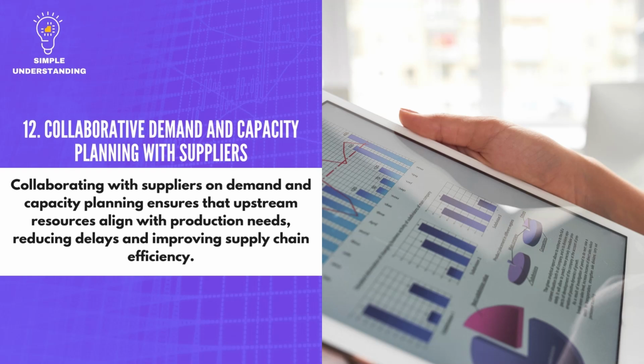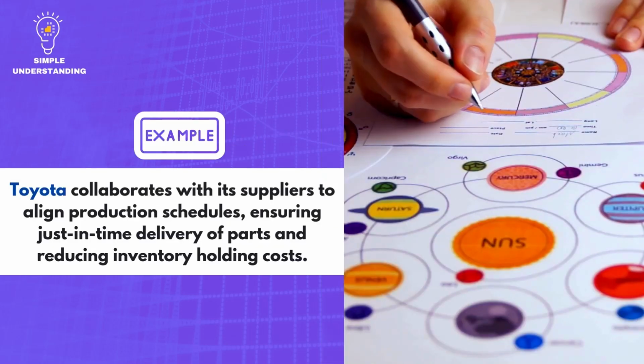12. Collaborative demand and capacity planning with suppliers. Explanation: Collaborating with suppliers on demand and capacity planning ensures that upstream resources align with production needs, reducing delays and improving supply chain efficiency. Real company example.